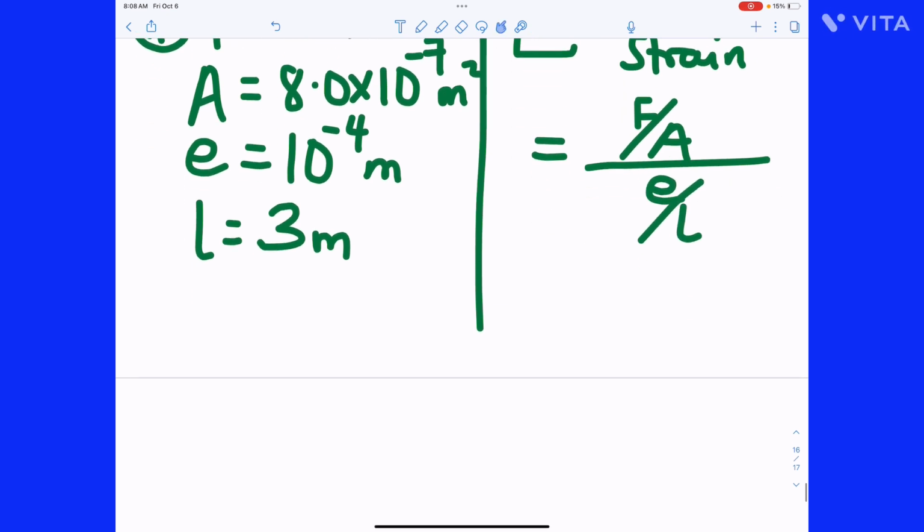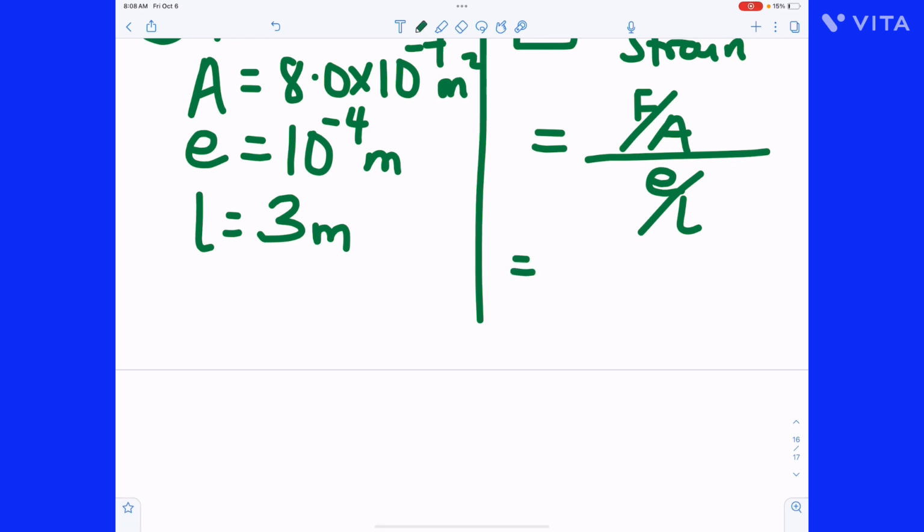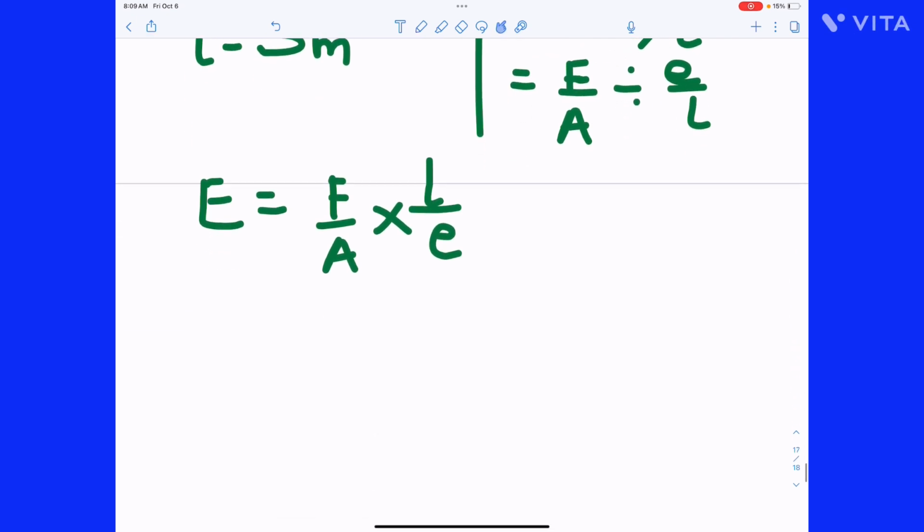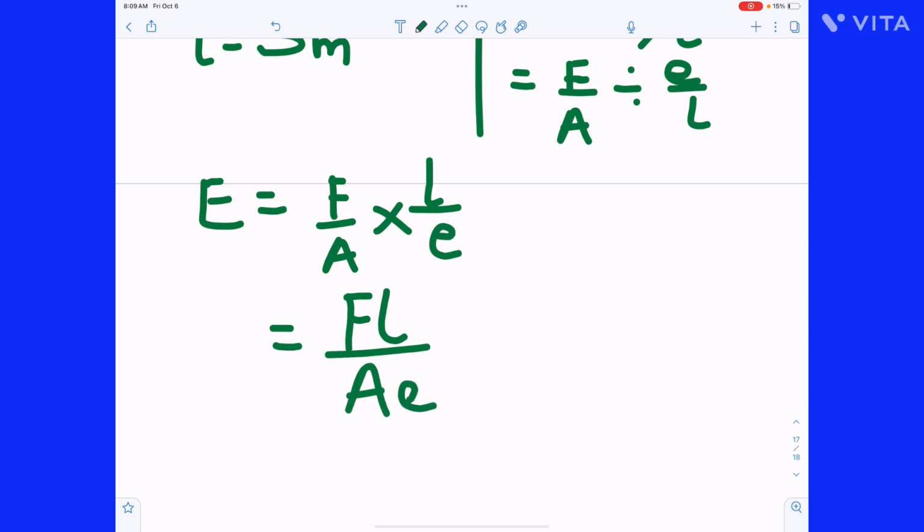So that means if I do normal division to rearrange, Young's modulus is F over A divided by E over L. That will give me Young's modulus is F over A times L over E. So Young's modulus is FL over EA or AE, any arrangement you choose.